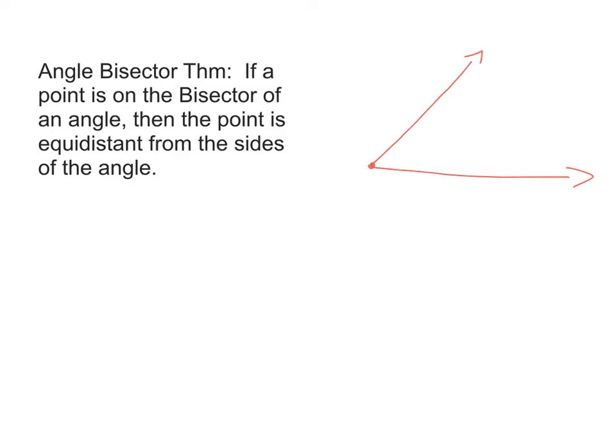Okay, so we'll label the vertex right here A. We'll say it goes through point B and point C. It says if a point is on the bisector of an angle, that means this angle is getting split. We'll call this point D. So AD is splitting angle BAC, and we indicate that by marking the angles the same, which is the way you indicate angles are congruent.